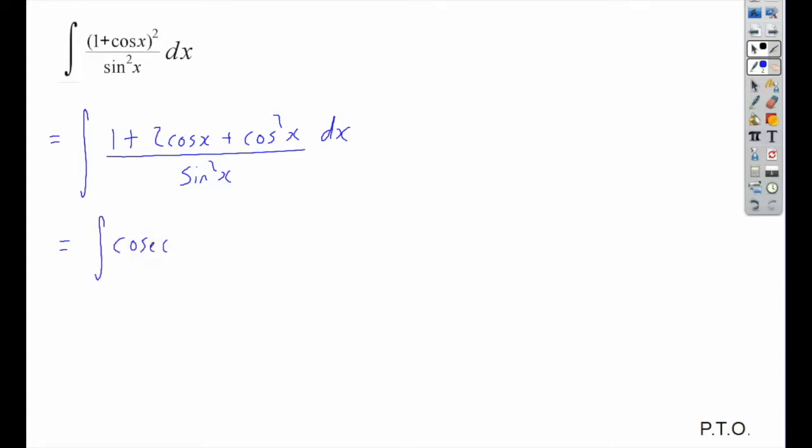So let's just get on with expanding the brackets on the top then. So 1 plus 2 cos x plus cos squared x all over sine squared x dx, and then we'll just divide each term on the top by sine squared x. So we're going to write the integral of cosec squared x plus 2 cos x over sine squared x. That's the same as cosec x cot x, and then plus cot squared x.